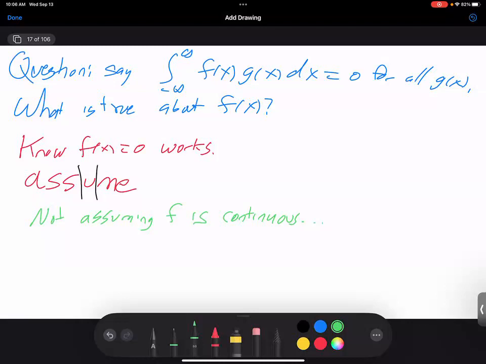There's one natural g of x that you can take that's going to cause some trouble. What would be a good g of x to look at to cause trouble? Yeah, this integral has to be 0. You try to think, what would be an interesting g of x to take?